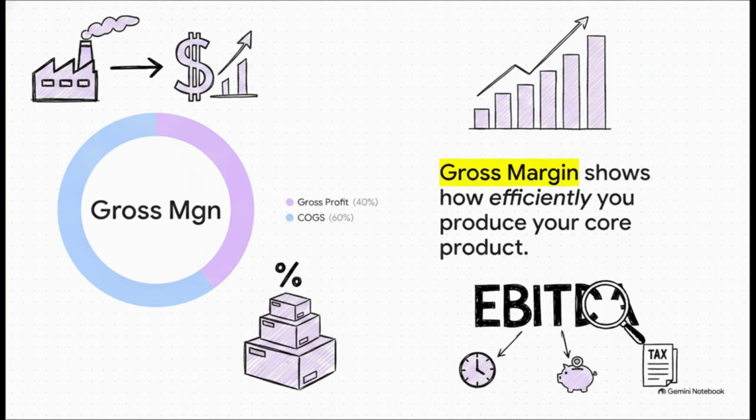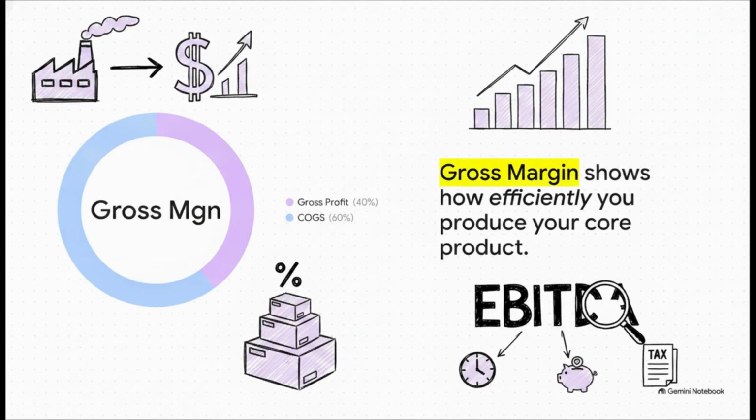For example, if you sell 100 units at 100 rupees each and your direct cost is 60 rupees, that leaves you with a really solid 40% gross margin. Understanding these distinct layers is totally key. Your gross margin tells you exactly how efficiently you're producing your core product.